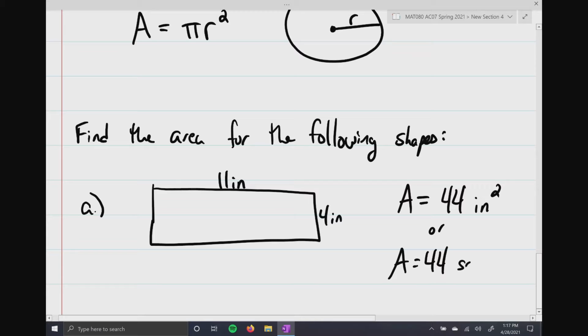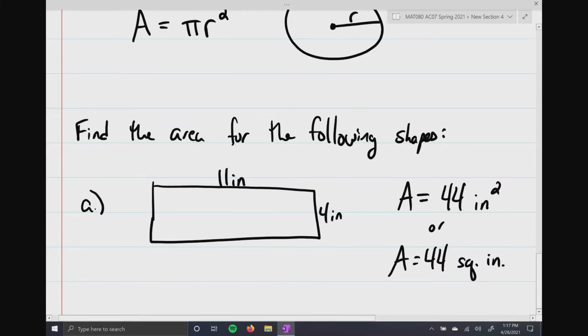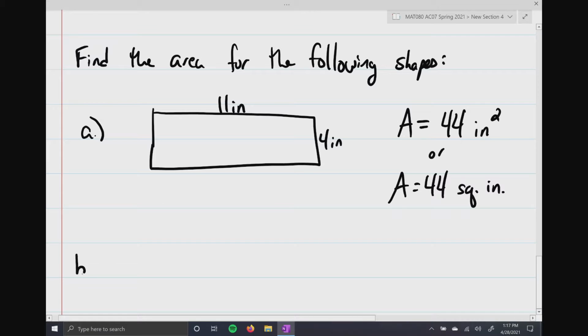44 square inches. CJ, your math was correct. It was just the units. That was the only thing. Okay? Yep, so just be careful, that's all. Next one.